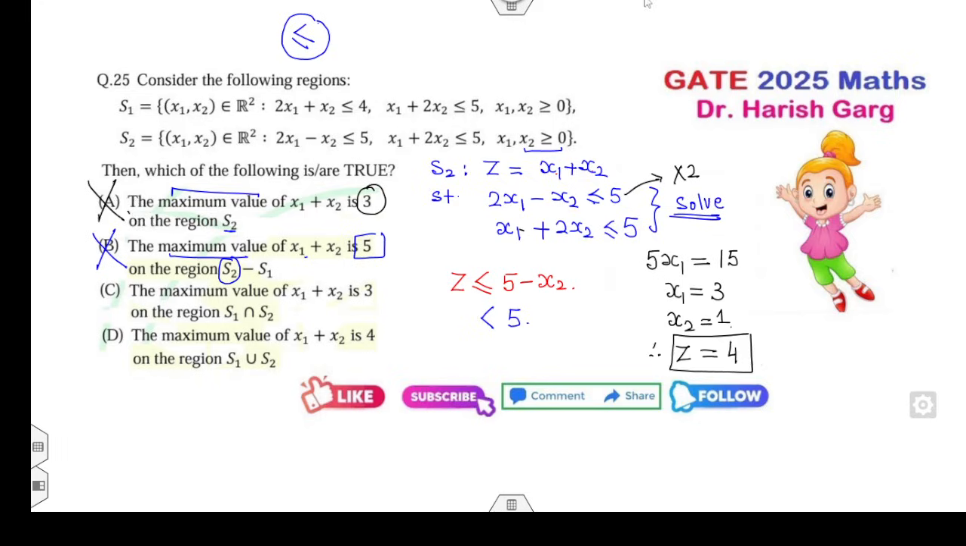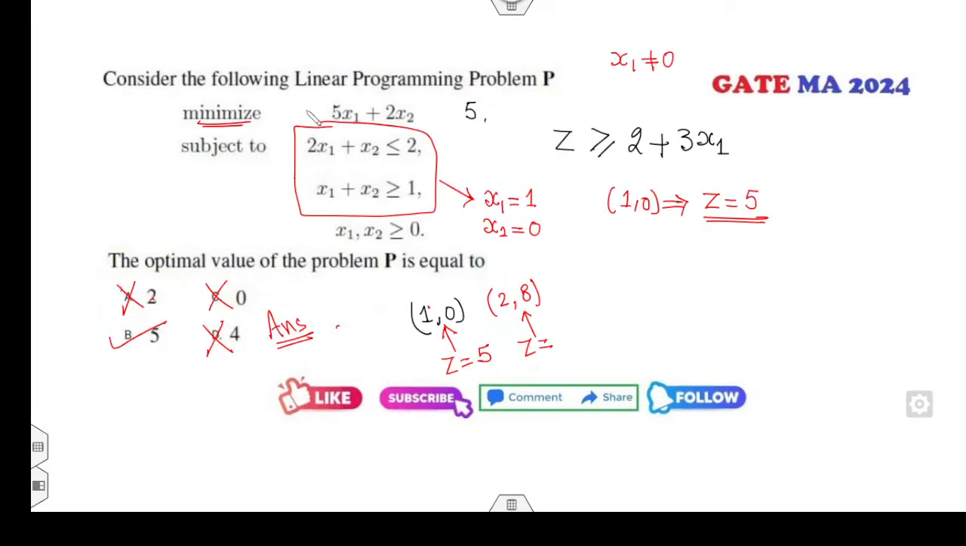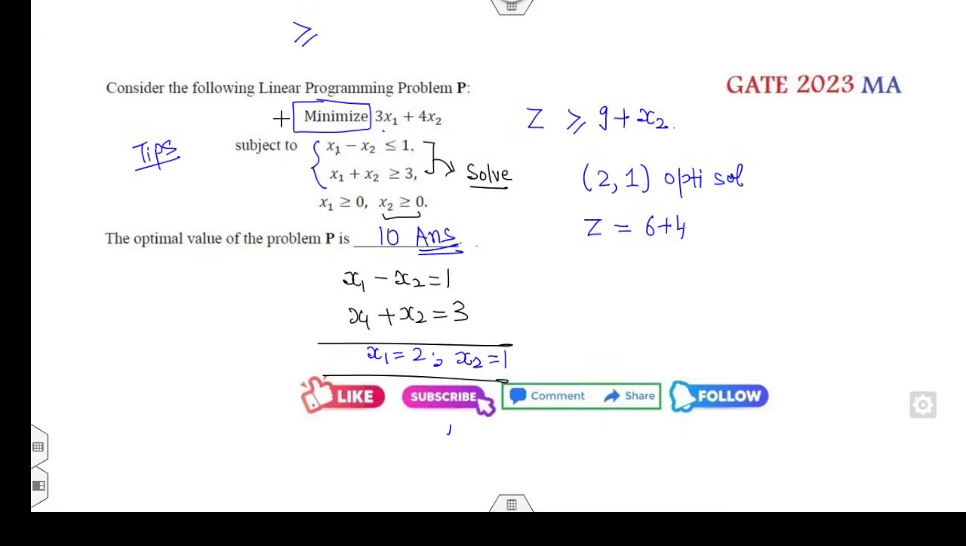Yes, I accept this, children. You may say, sir, I can solve this graphically. That you can do, it is your choice. You can solve this problem as well graphically. Fine. You can do it.